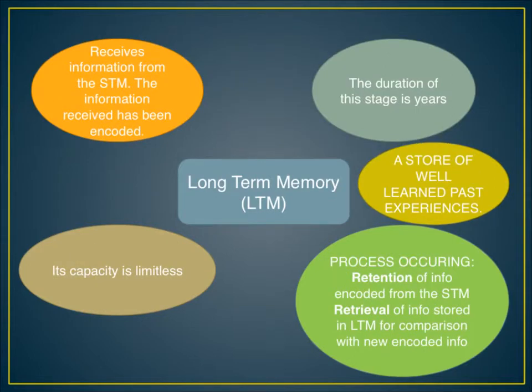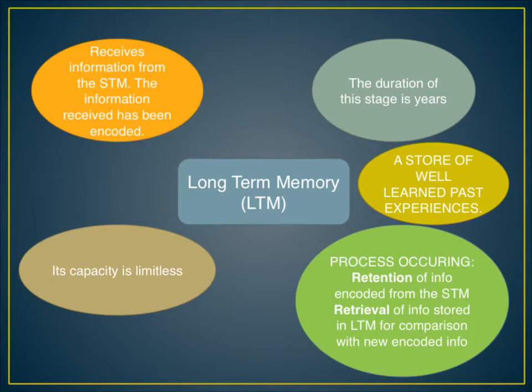The final process then is the long-term memory. This one's receiving information from the short-term memory. The information that has been received has been encoded or stored because it's deemed relevant. And like we said, there are 3 reasons why it may be sent here: for comparison, for learning, or for retention or remembering something new. The duration of this one is years and years and years. So if you think back, there are certain things you might be able to remember from when you were young.